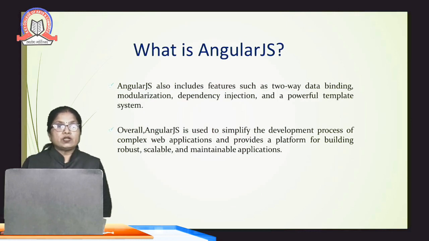AngularJS also includes features such as two-way data binding, modularization, dependency injection, and a powerful template system. Overall, AngularJS is used to simplify the development process of complex web applications and provides a platform for building robust, scalable, and maintainable applications.